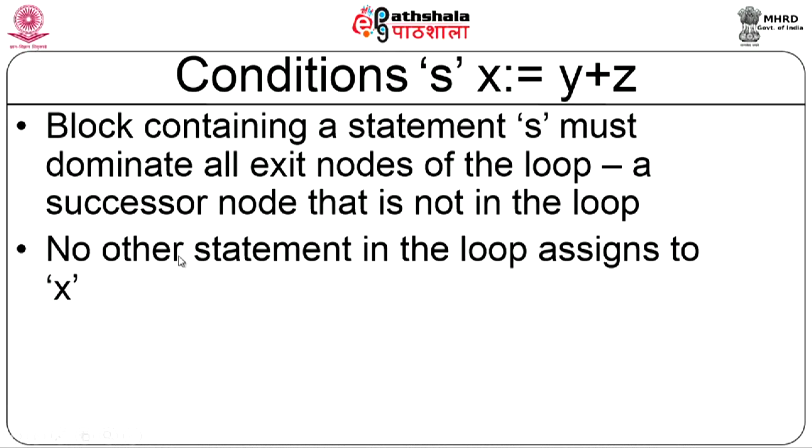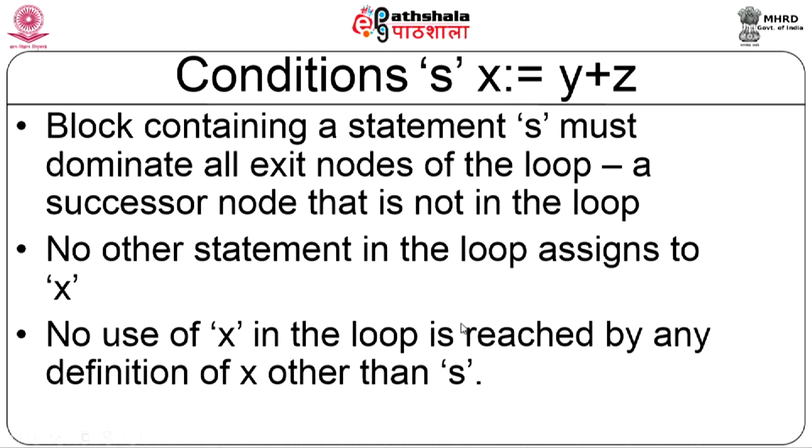The second constraint is no other statement in the loop should assign to x. That can definitely be found out. We can look at whether y + z is loop invariant. So, you can find out whether x is going to be assigned by some other statement, and no use of x in the loop is reached by any other definition of x other than this statement. So, I cannot reach this particular use using any other alternate path.